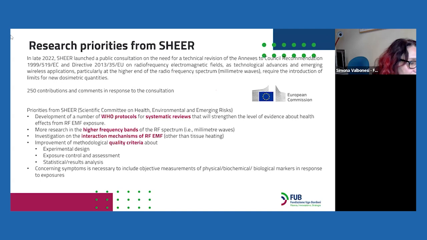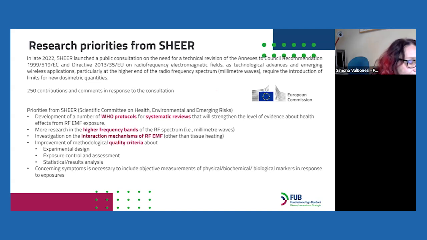At the end, the priorities defined by SCHEER are the development of a number of World Health Organization protocols for systematic review in order to strengthen the level of evidence about health effects. They wanted to introduce a common protocol both for the research and also for the analysis and the review.